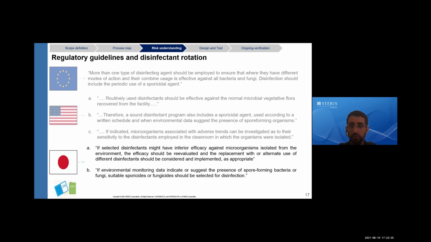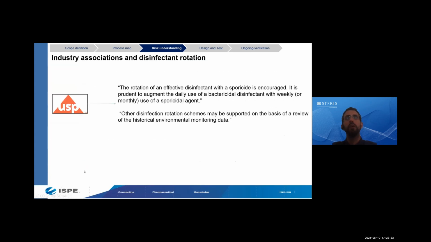which say that you have to use 2 disinfectants with a sporicide. You don't have a choice. Here it's a national law. We have to apply the national law. In that case, we don't have a choice.